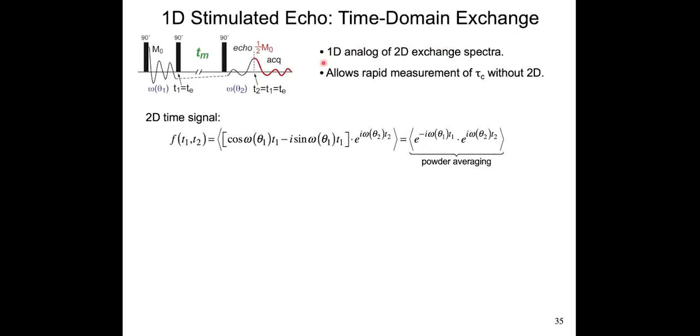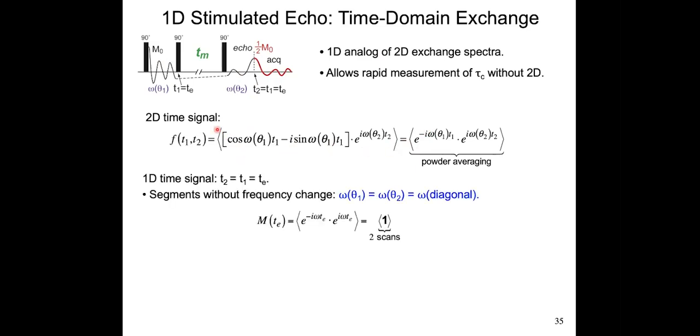Being 1D, you can measure things more rapidly, and you're not incrementing the evolution time. This is now a time domain experiment, and you can instead focus your attention on incrementing the mixing time. If TM is short, there's not much drop in echo intensity. If you wait TM long, then the echo intensity will drop more. So you can follow TM to map out the correlation time tau c for your slow motion. Back in the normal 2D exchange thinking, your 2D time domain signal can be written as f(t1, t2).